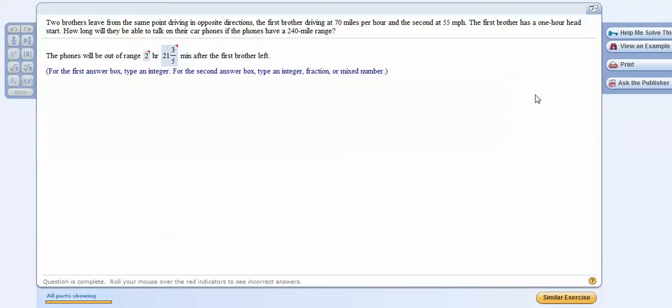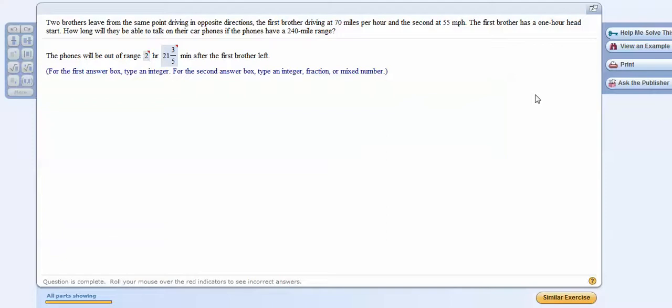A look at how we can solve this problem. It's involving distance, rate, and time. As you notice, they give the speeds of the two brothers, so those are the rates, and they talk about the time. The one brother has a 1 hour head start, and we want to know how long they will be able to talk on their car phones if the phones have a 240-mile range.